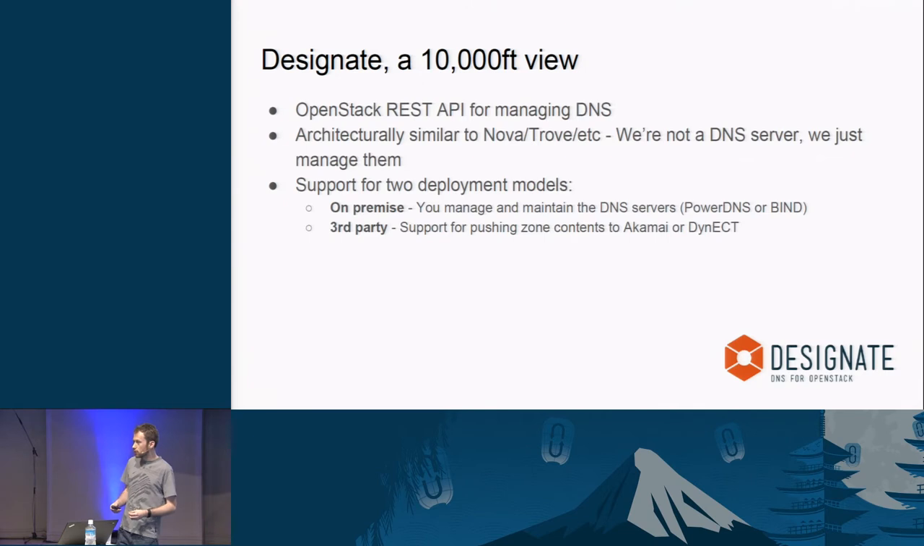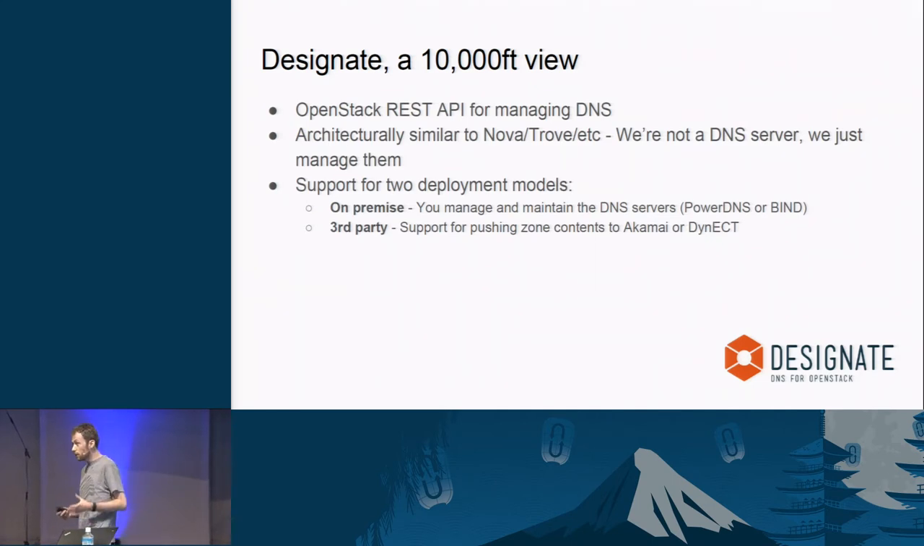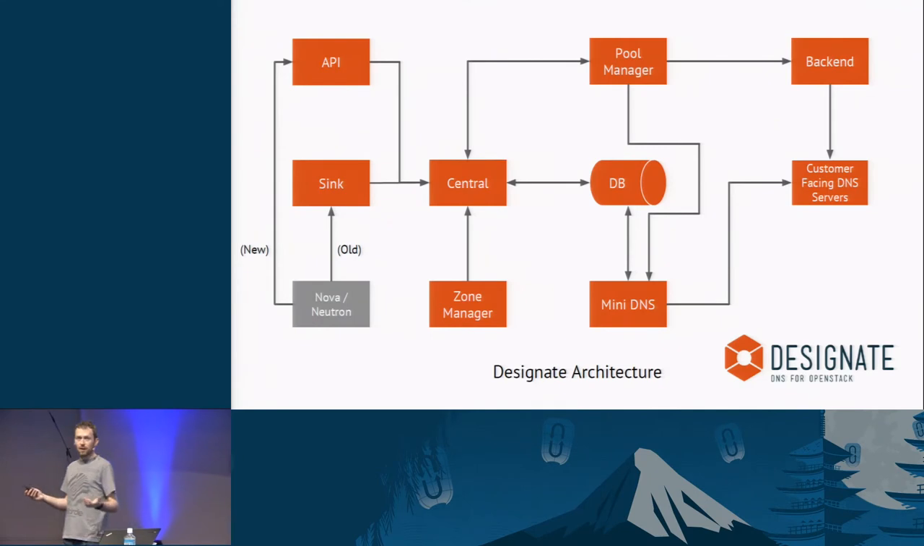Architecturally, we're pretty similar to Nova and Trove, the opposite of Zaqar. So we don't implement a DNS server. We make use of existing ones. We'll tie into PowerDNS, Bind, third-party solutions like Akamai or Dynect. So we don't require you to run your own global DNS infrastructure. You can instead use the API, use Keystone authentication, use all of that OpenStack niceness, and then push all of that content out to a third party if you want.